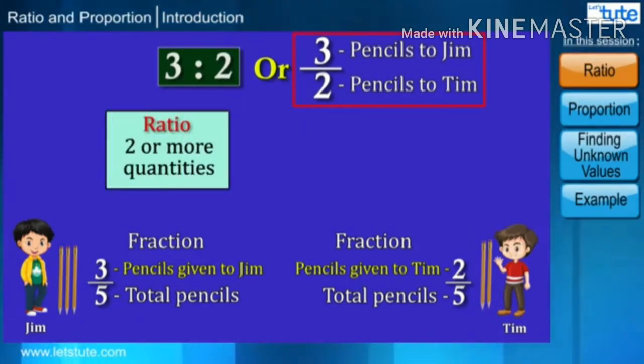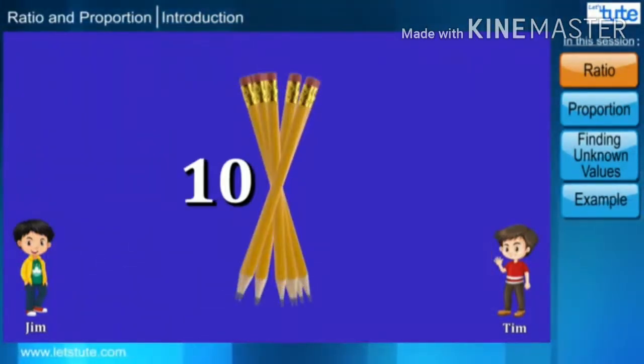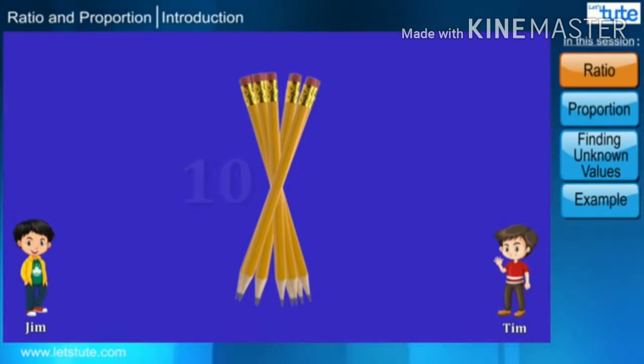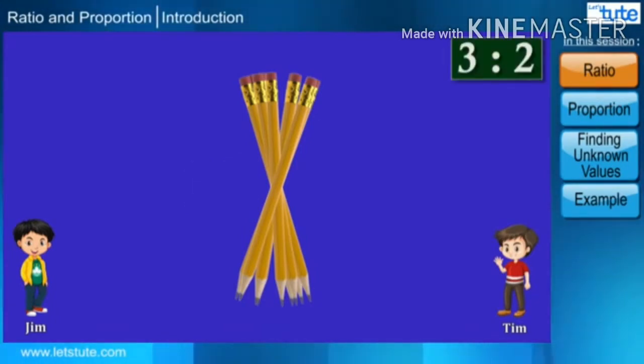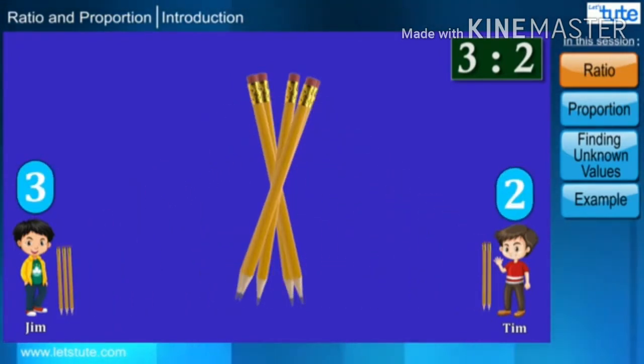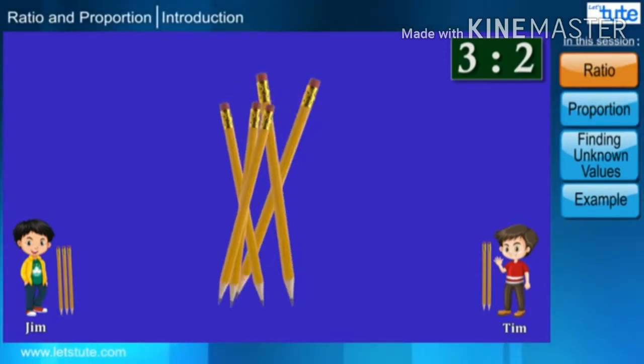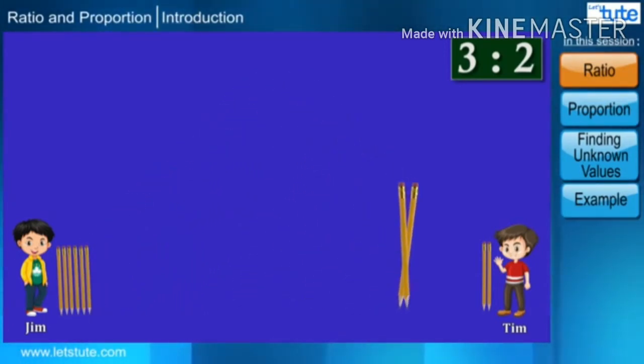Ratio deals with 2 or more different things or quantities, whereas fraction deals with only one quantity. I hope this difference between ratio and fraction is clear now. Let's continue the same example of Jim and Tim. Now suppose there are 10 pencils to be divided between Jim and Tim in the ratio of 3:2. How will we do this? Now Jim will get 3 pencils and Tim will get 2 pencils. We are still left with 5 pencils. So we'll repeat the procedure, that is 3 pencils to Jim and 2 pencils to Tim.